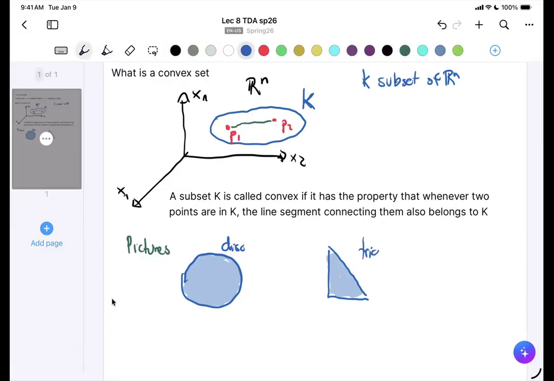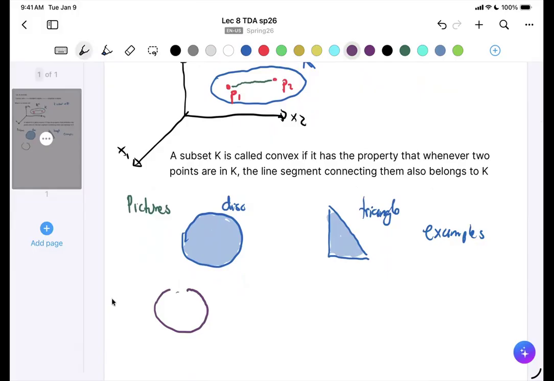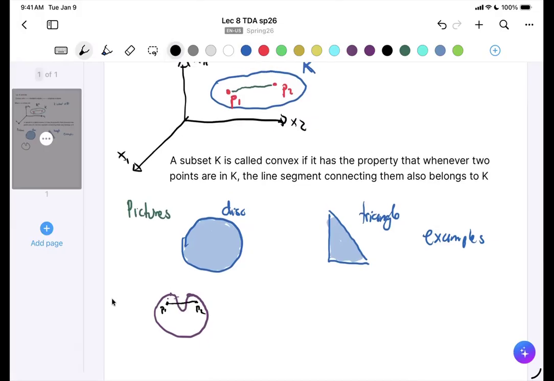Triangle. And so these are examples, and non-examples are super easy to come by, like almost everything is not convex. Because you can even take a disk, right? From a more topological perspective, if you imagine it made of rubber, just push it a little bit down. Now you have an issue because you have these two points, and if you try to connect those two points with the line segment, that takes you out of the disk.